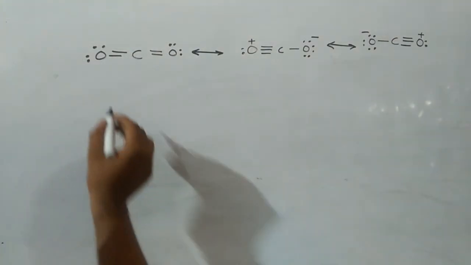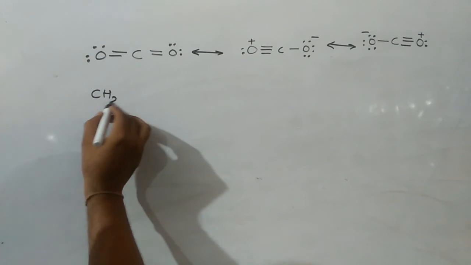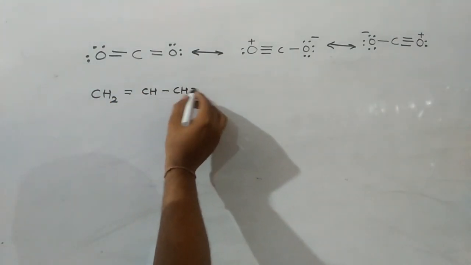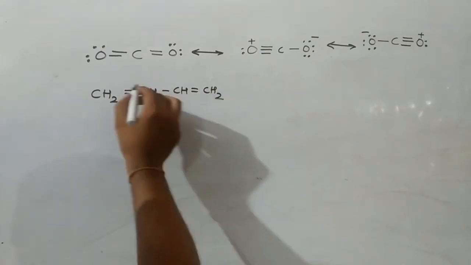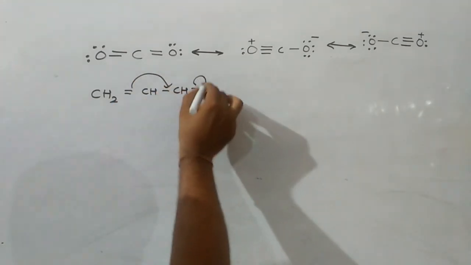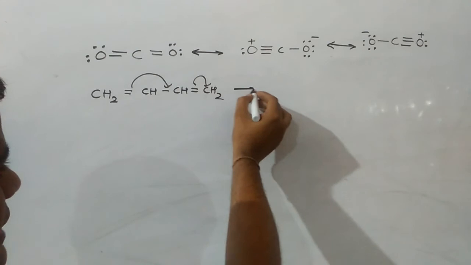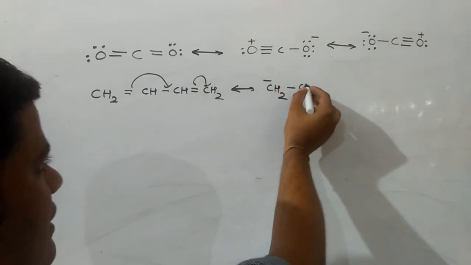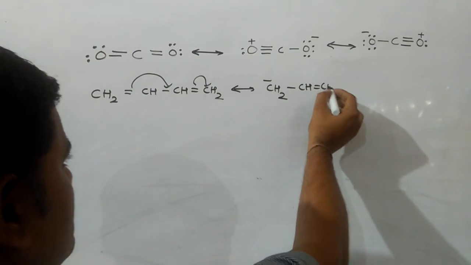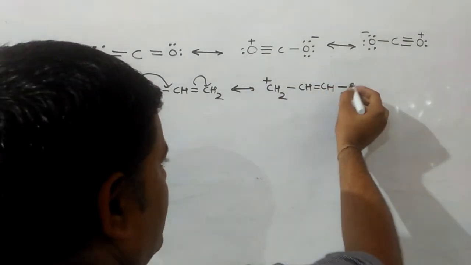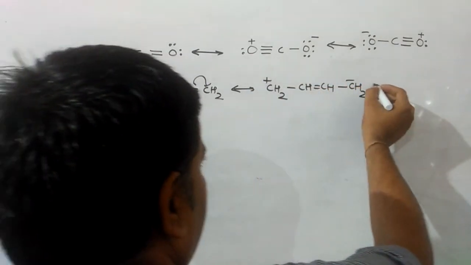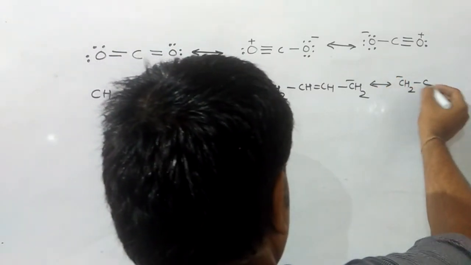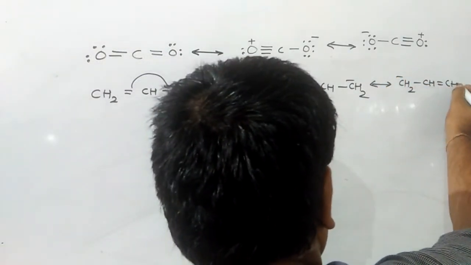Similarly, for buta-1,3-diene, three resonating structures are possible. This double bond gets shifted there, and this one goes there. So the first resonating structure will be CH2 having negative charge, here double bond, sorry, positive, and this one having negative charge. And the reverse might happen. CH2 is having negative charge, and that is having positive.